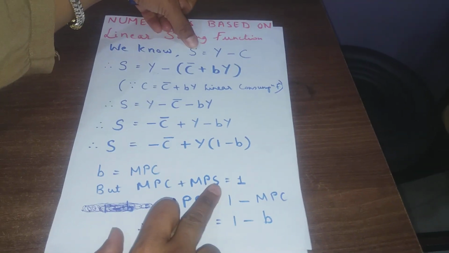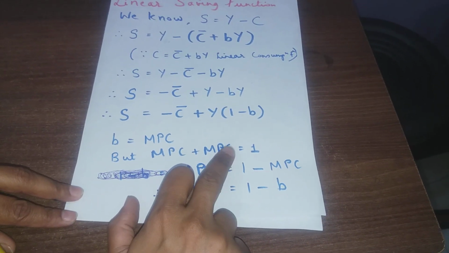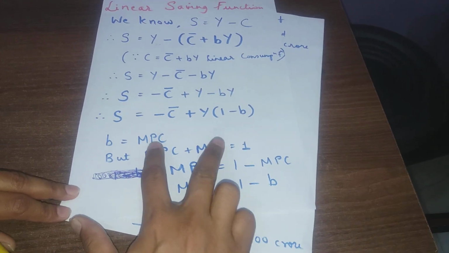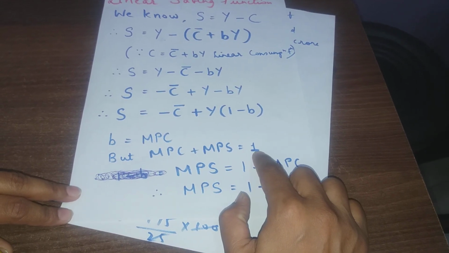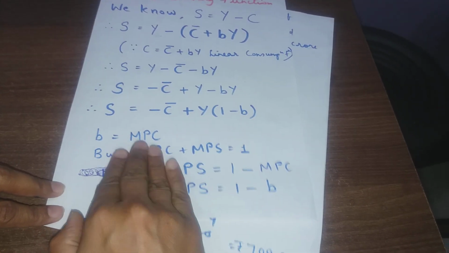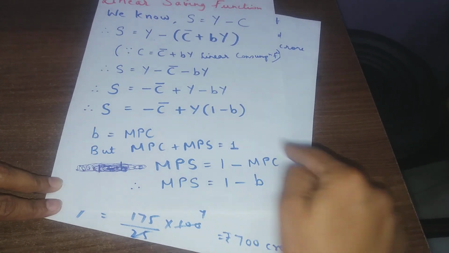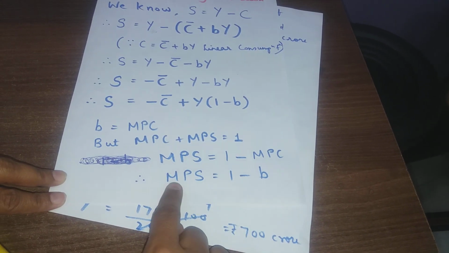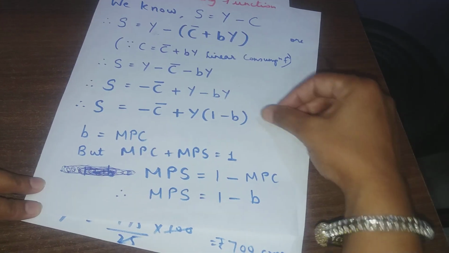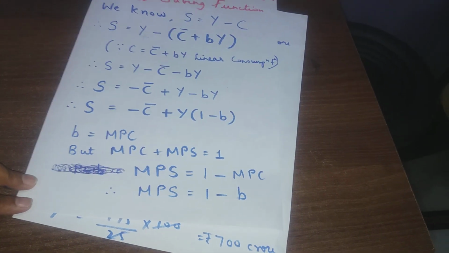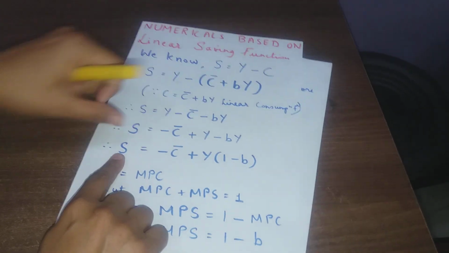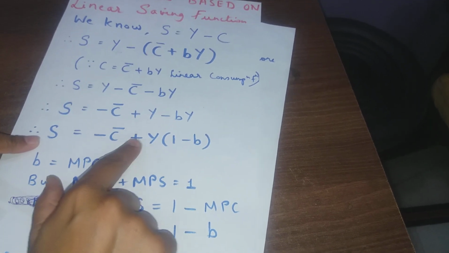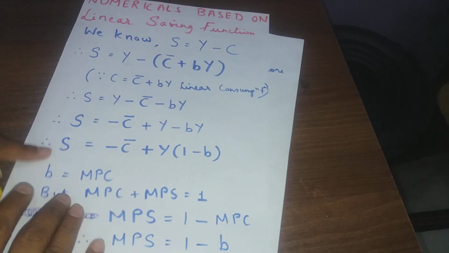We are discussing saving functions here, so definitely MPS is going to come. MPS means marginal propensity to save. Both of them total to 1. So if I transpose MPC, it was positive, it will become 1 minus MPC. But we know MPC we have taken as B. So MPS becomes 1 minus B, and it is here in the formula. Basic thing is you have to learn this linear saving function formula. S is equal to minus C bar plus Y bracket 1 minus B.